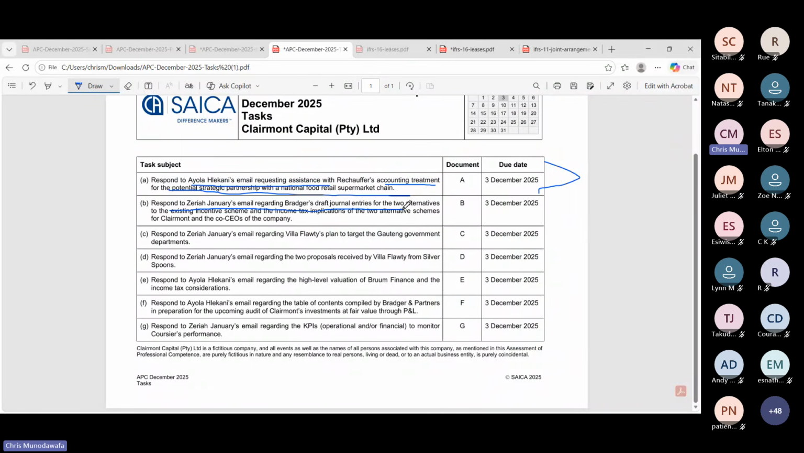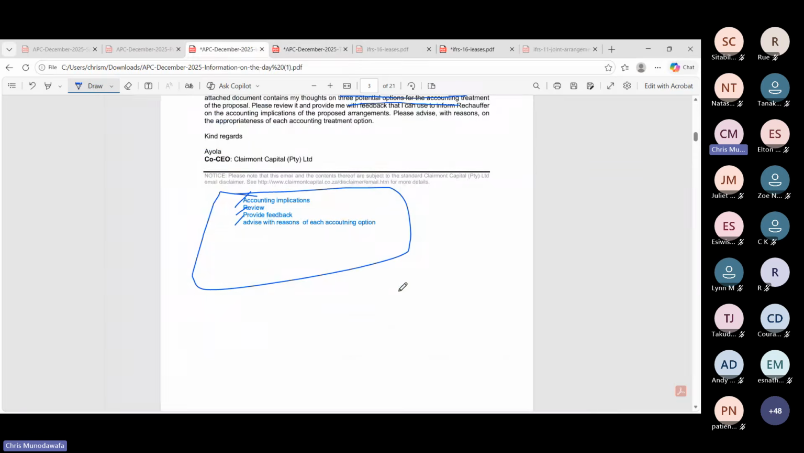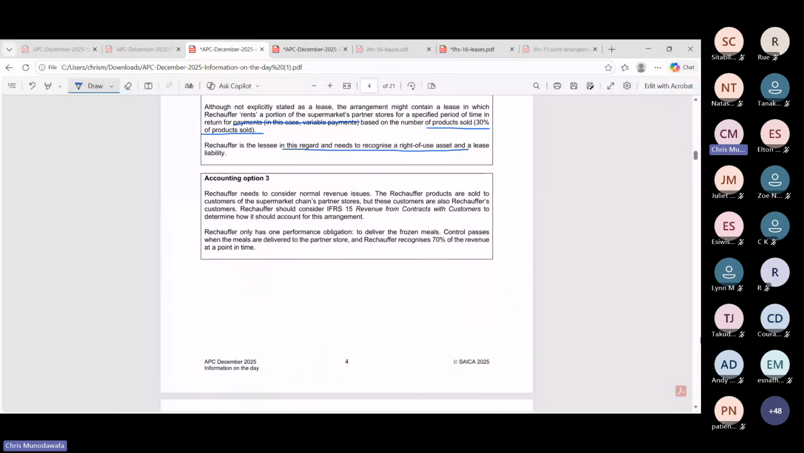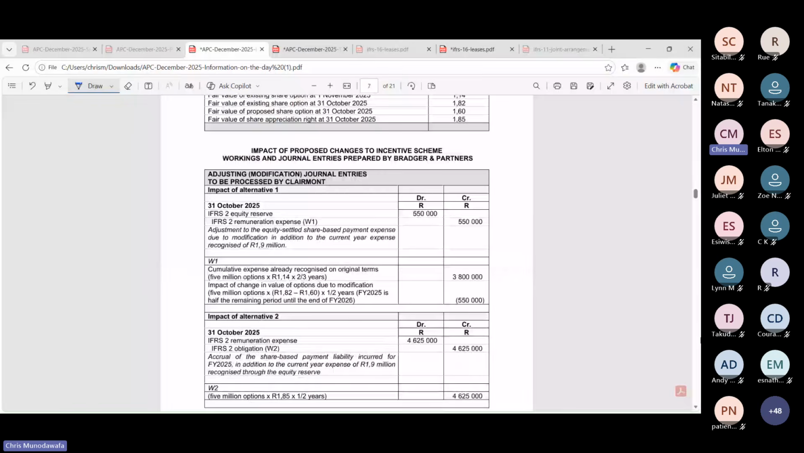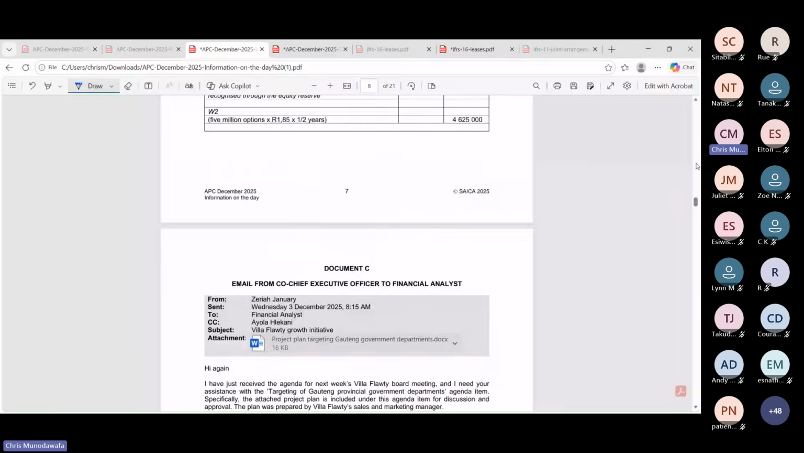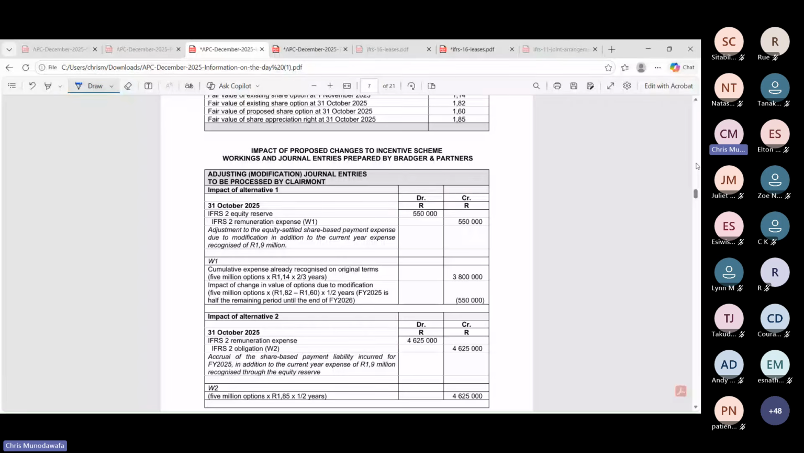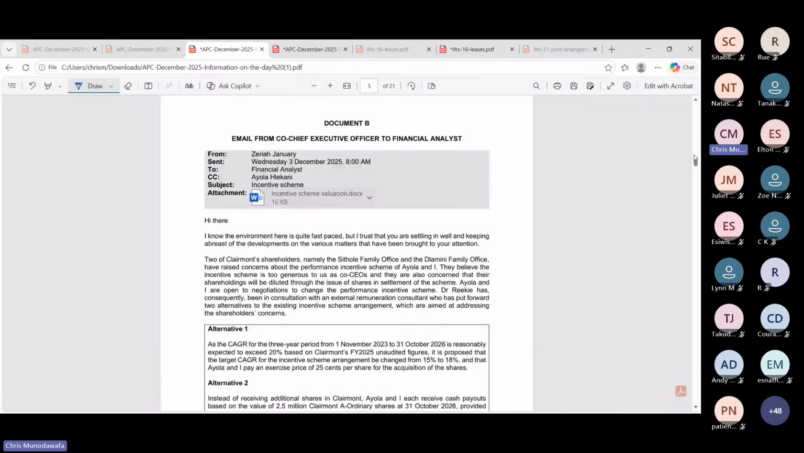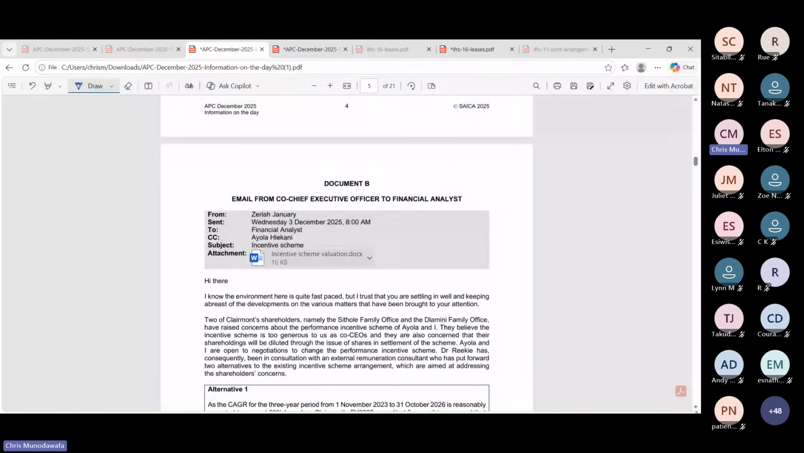So if I go to the information of the day, as I'm reading through, this is document C. In this document, I need document B. So now pick up all the requirements. I know the environment here is quite fast-paced, but I trust that we are settling in well and keeping abreast of the developments on the various matters that have been brought to your attention.